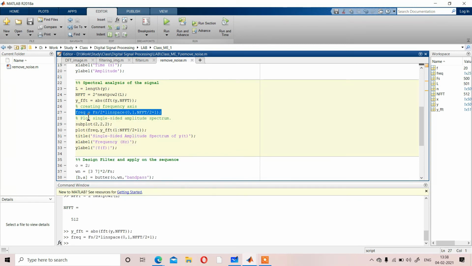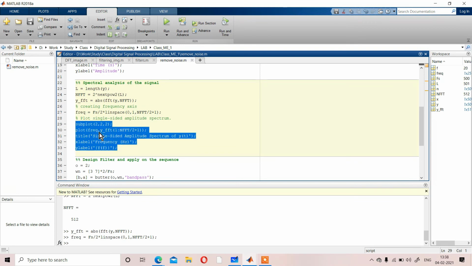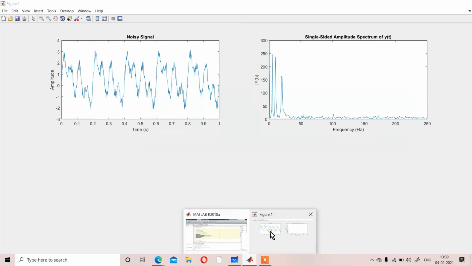Now the frequency is stored as the x-axis, and yFFT defines the magnitude, which is the y-axis. The second subplot position will simply plot that magnitude frequency response. So if we do that, you can see the magnitude frequency response you are getting like that.